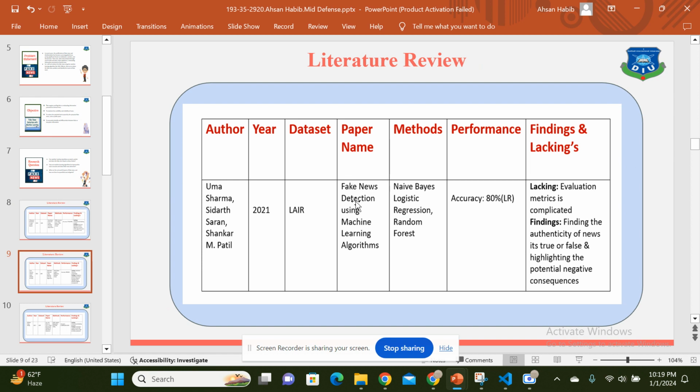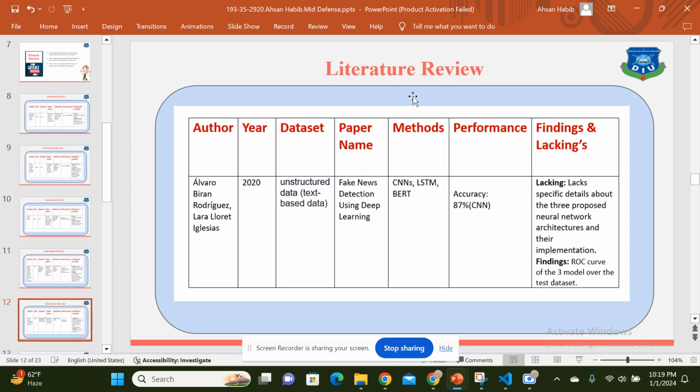Number two paper is fake news detection using machine learning algorithm. Applied models are naive Bayes, logistic regression, random forest. Here the dataset is a layer dataset. Performance accuracy is 80% with logistic regression. Lacking is the evaluation matrix is complicated, and the finding is the authenticity of news, whether it's true or false, and the potential negative consequences.